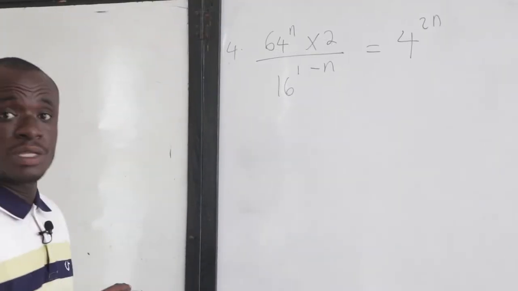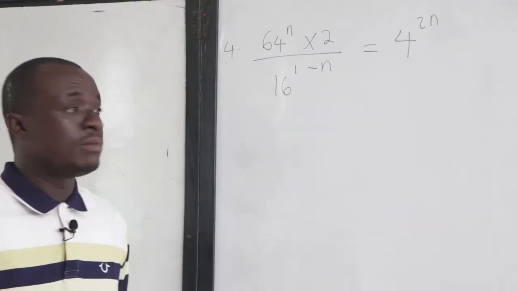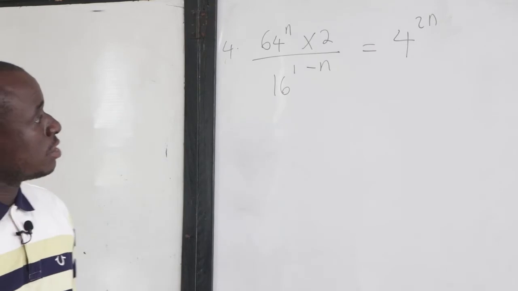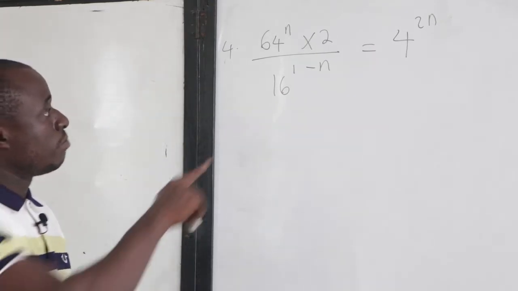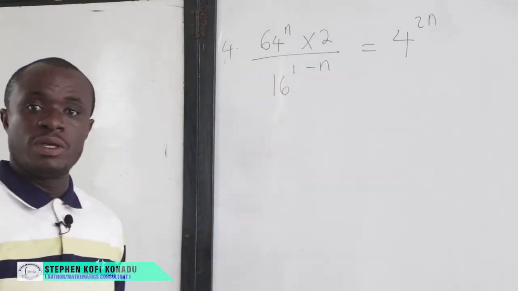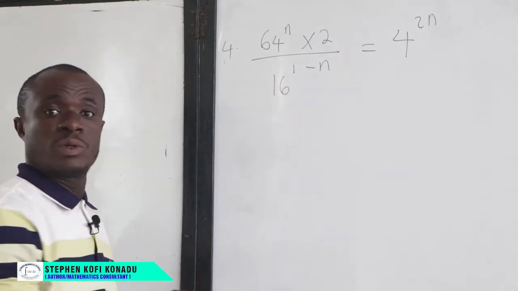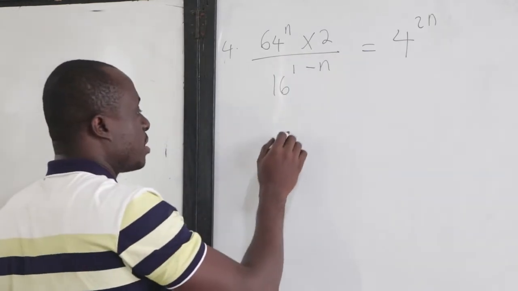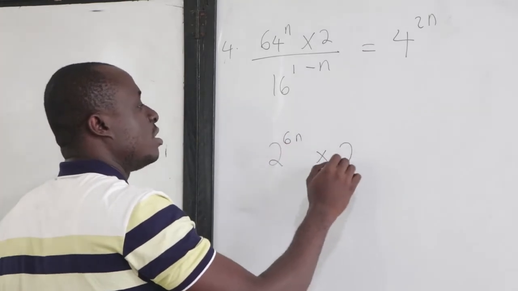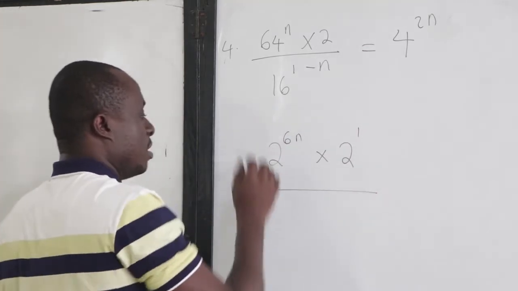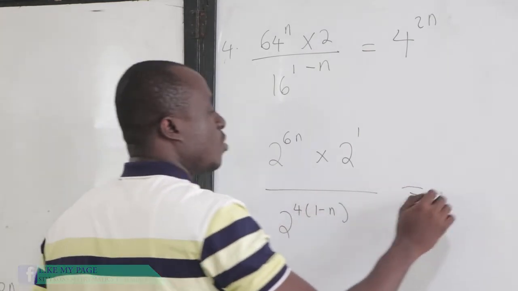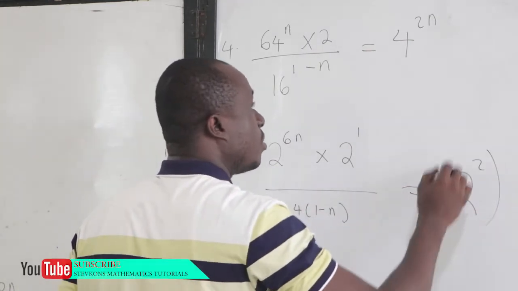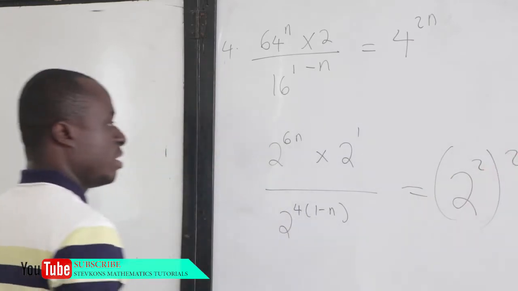Now question 4, which is the past question: 64 to the power n times 2 over 16 to the power 1 minus n equal to 4 to the power 2n. Because of the 2 here, it's better we change all the bases to 2. Now 2 to the power 6 is the same as 64. You have 2 to the power 1 all over. This will be 2 to the power 4 times 1 minus n equal to 2 to the power 2, what do you have? 2n over here.